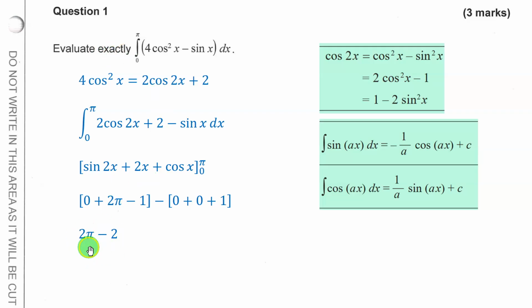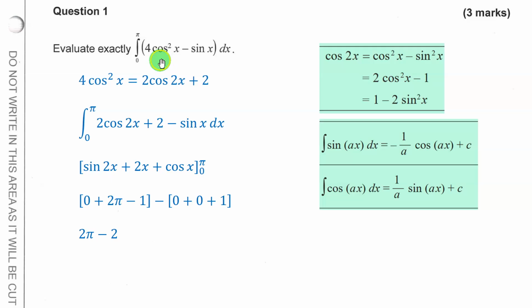Not that many kids are going to say, right, pi is 3.14, we'll double it and take off 2 and come up with a decimal approximation. But, well, I guess it's kind of what they like to do. Anyway, here we go. Evaluate this integral.